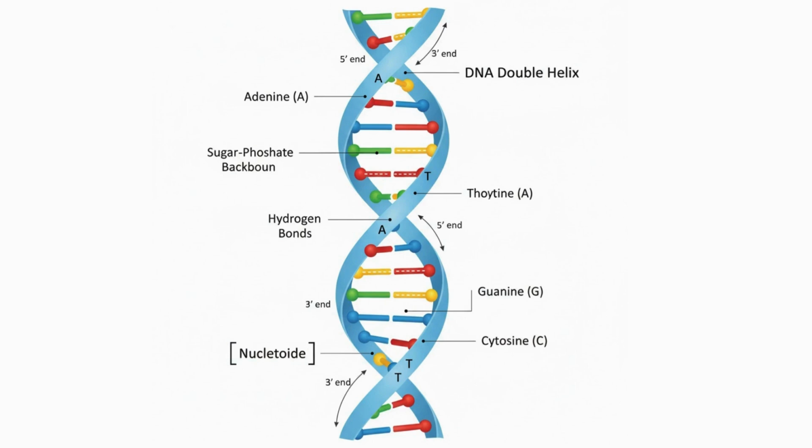In the center part are the different nitrogenous bases attached, such as adenine, guanine, cytosine, and thymine. They are attached by hydrogen bonding, while the sides of the ladder are made up of the sugar and phosphate backbone. This joins the nucleotides with each other and makes the double helical structure of the DNA.